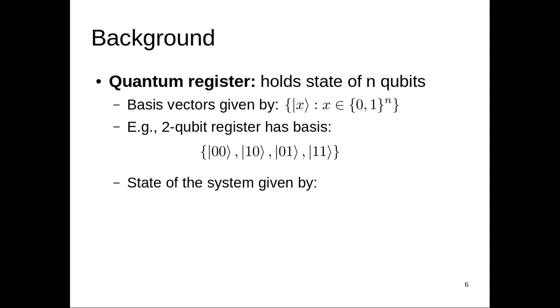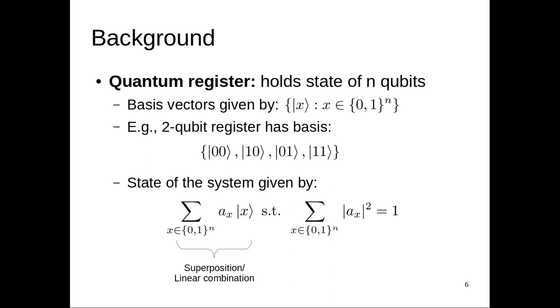The state of the entire quantum system is given as a linear combination of each of these basis states. So you can see here we sum across each of the basis states. Again, in the 2-qubit case, it's these 4 states. And each of the basis states is multiplied by its amplitude, which is this coefficient ax, subject to the normalization condition that all of the amplitudes, when added up, equal 1. And so we can easily map these expressions back to the single qubit case, and this still holds.